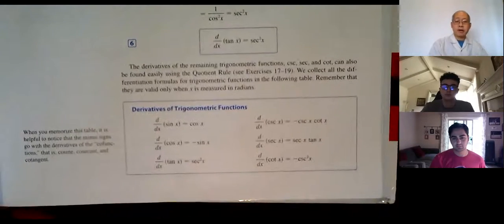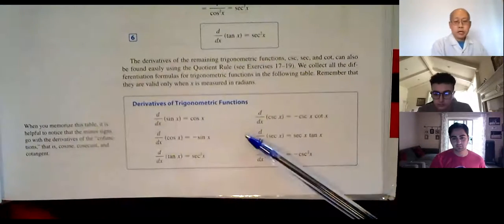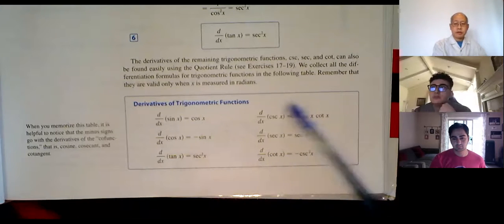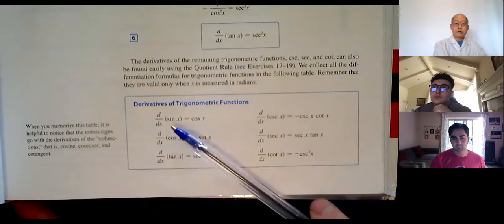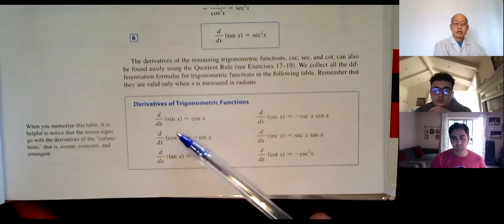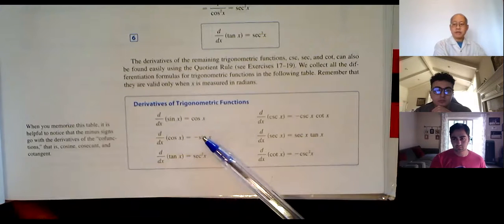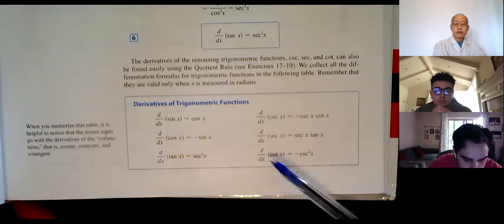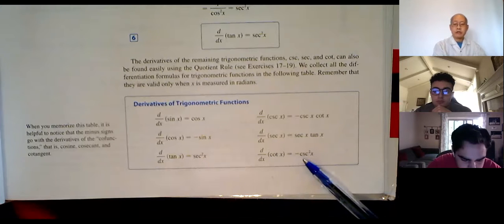And then the 6 trig derivatives. Again, I'm not making you memorize them because you can put them on your cheat sheet. Your Calc 2 teacher might make you memorize them. So here they are. The derivative of sine is cosine. The derivative of cosine is negative sine. The derivative of tangent is secant squared. The derivative of cotangent is negative cosecant squared.